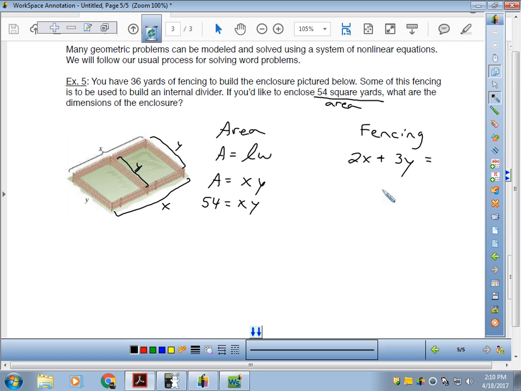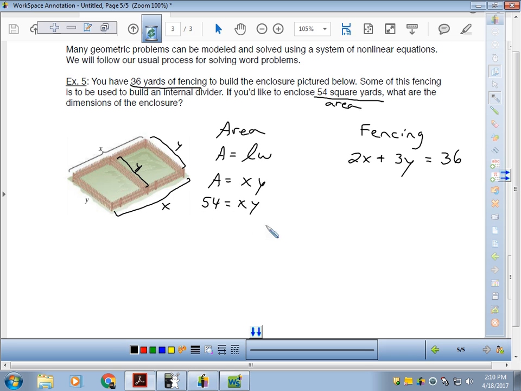Equals, how much fencing do we have? Well, it says we have 36 yards of fencing. So our fencing is 36. And so there is our other equation. So we have an equation for area, we have an equation for fencing. It gives us a system of equations that we can actually solve.